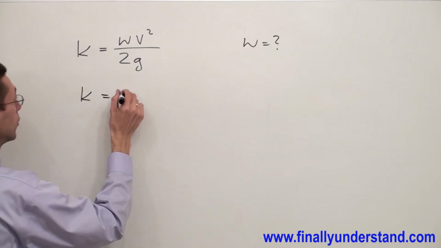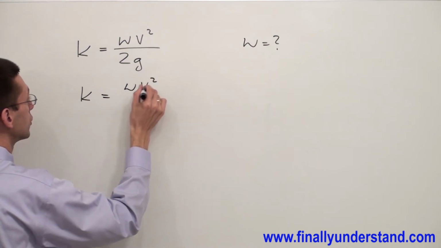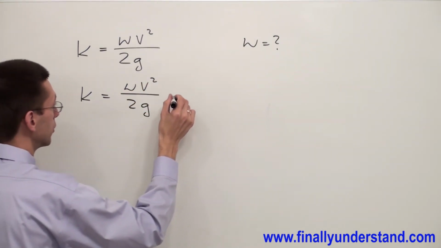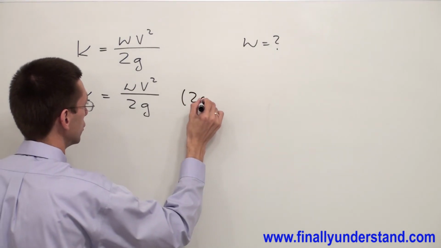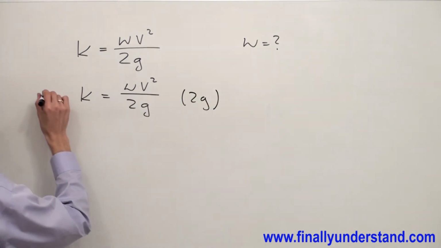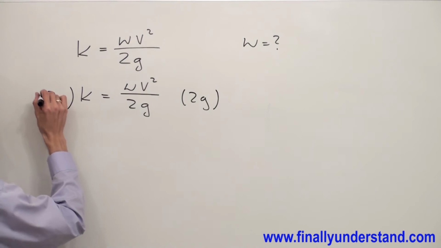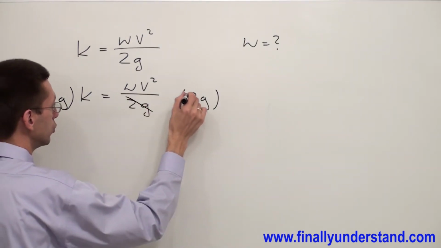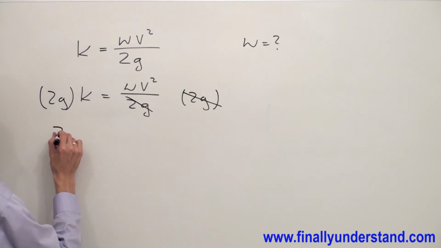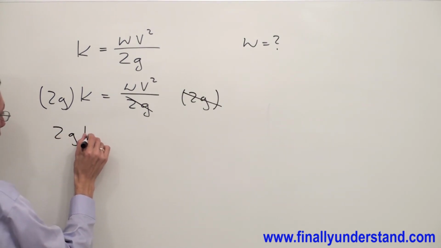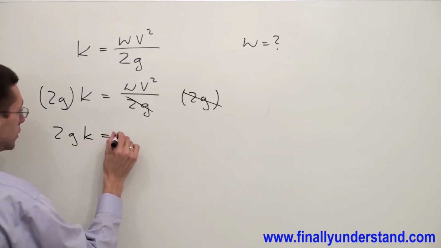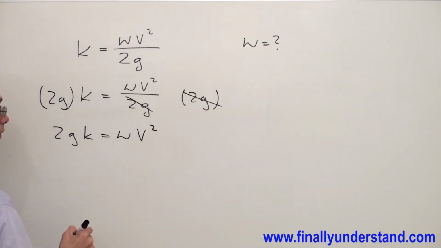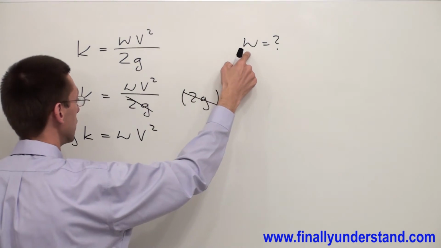So I have k equals w v squared over 2g. I'm going to multiply both sides of the equation by 2g, always by the denominator. 2g and 2g will cancel out. So I have 2g k equals w v squared. I'm looking for w.